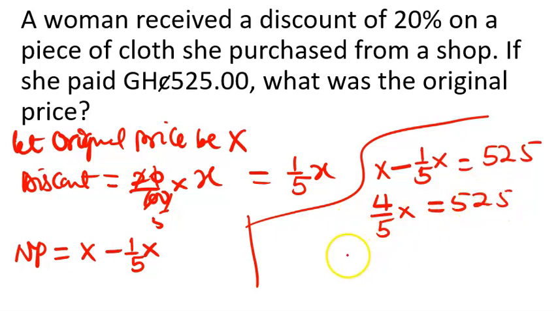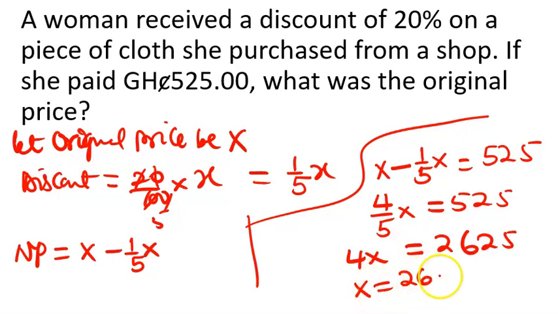So let's cross multiply. We have 4X is equal to 2625. So X will be 2625 over 4, which is giving us 656.25 Ghana cedis. So that will be the original price.